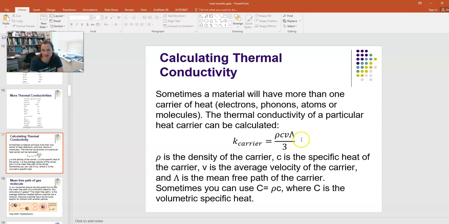Okay, so what are all these things? Well, rho is the density of the carrier, C is the specific heat of the carrier, V is the average velocity of the carrier, and lambda is the mean free path of the carrier. And then sometimes you can use the volumetric specific heat, big C, which is rho times little c. So that would just be big C V lambda over 3. Okay?